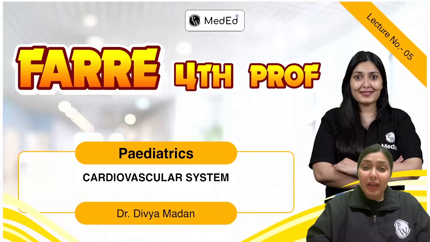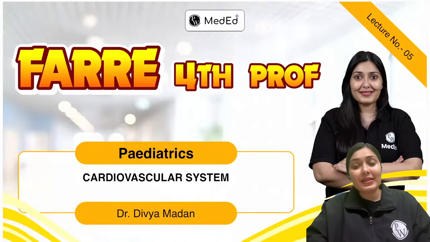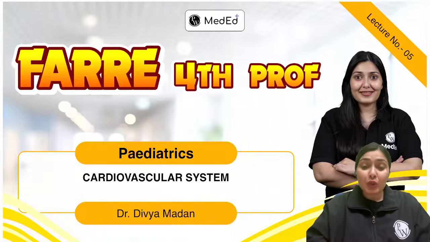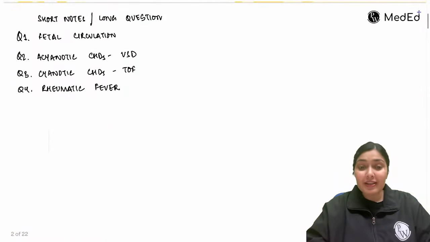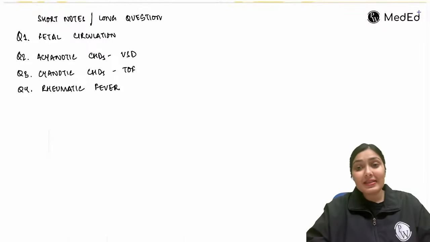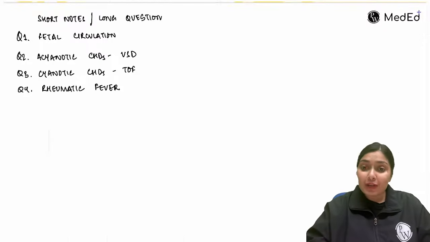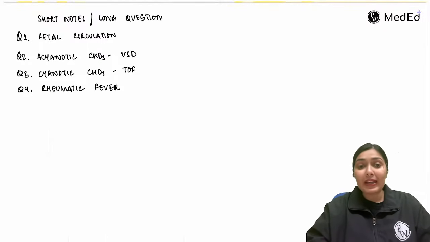When we talk about the pediatric population, the cardiovascular issues are mainly congenital heart diseases and one post-infectious disease, that is rheumatic fever. The questions asked in your exams are either short notes or sometimes long format questions. The questions most commonly asked in your prof exams are on fetal circulation. Amongst acyanotic CHD, VSD is the most commonly asked. In cyanotic ones, TOF, Tetralogy of Fallot, and lastly, rheumatic fever. One by one, we are going to discuss each of these topics.